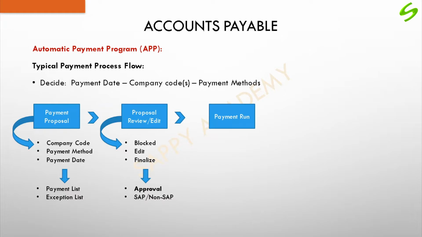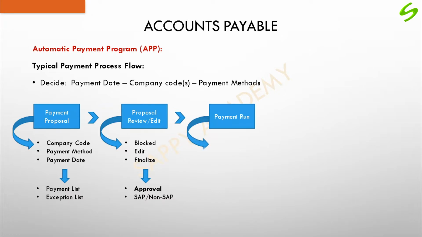Okay, till the proposal editing and approval, the open items are just selected and we have finalized. We have not cleared the open items and we have not generated the payment documents. In the third step, payment run, we are going to clear the open items, generate the payment documents, and also in some cases generate payment media.